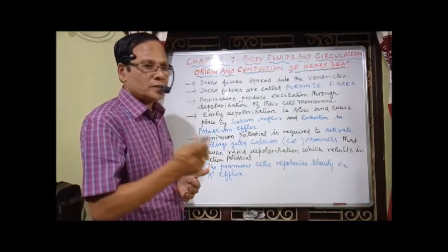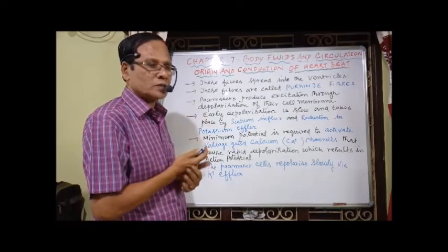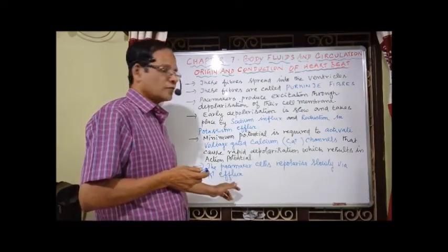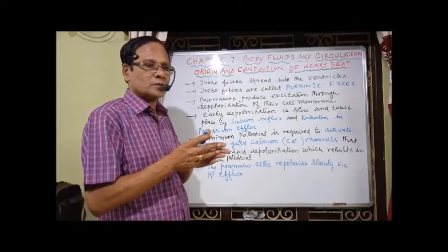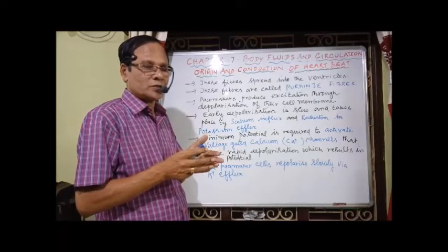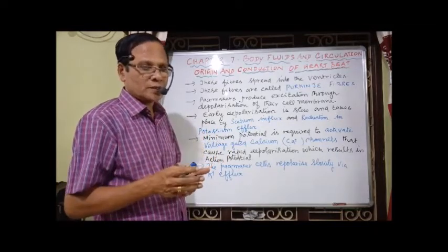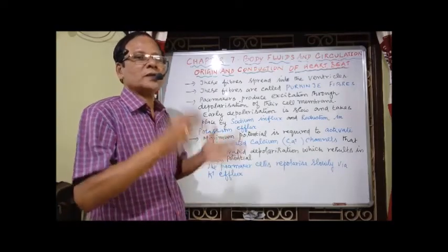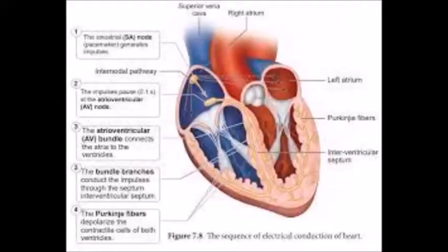Now the membrane of the cardiomyocytes gradually returns to its original polarized condition slowly because of potassium efflux. When potassium moves out, we have more and more negative charges in the cytoplasm, which results in repolarization. The repolarized condition is the original condition, having outer positive charge and inner negative charge. That's all about the origin and conduction of heartbeat.